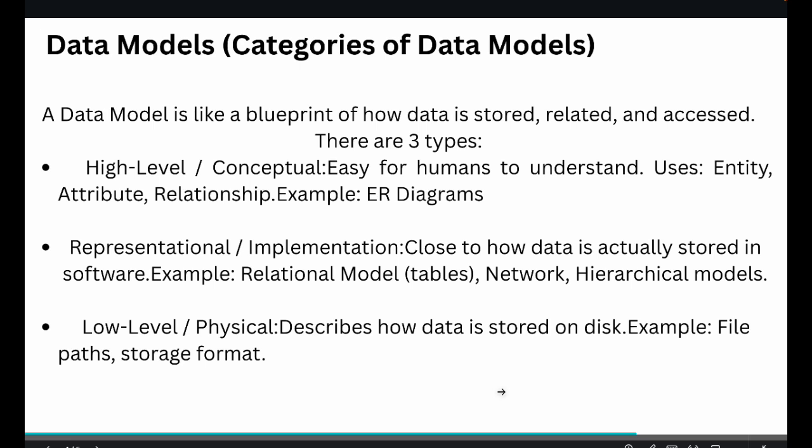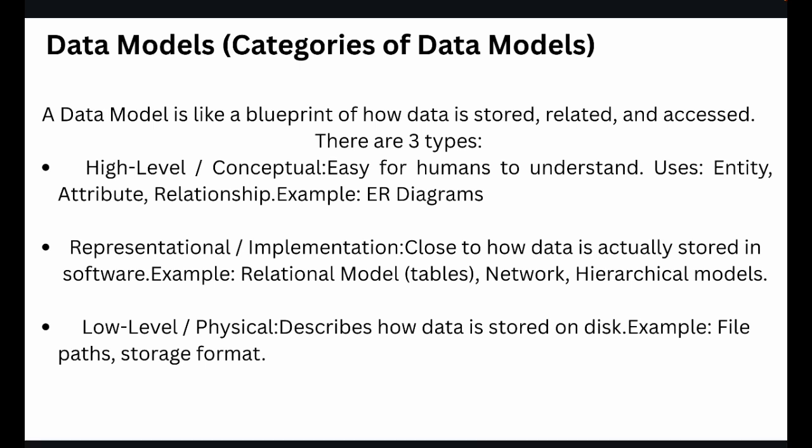Data models. Categories of data models. A data model is like a blueprint of how data is stored, related, and accessed. There are three types: high level or conceptual. High level is a level where humans can easily understand. So the high level or conceptual uses entities, attributes, and relationships, for example, ER diagrams.